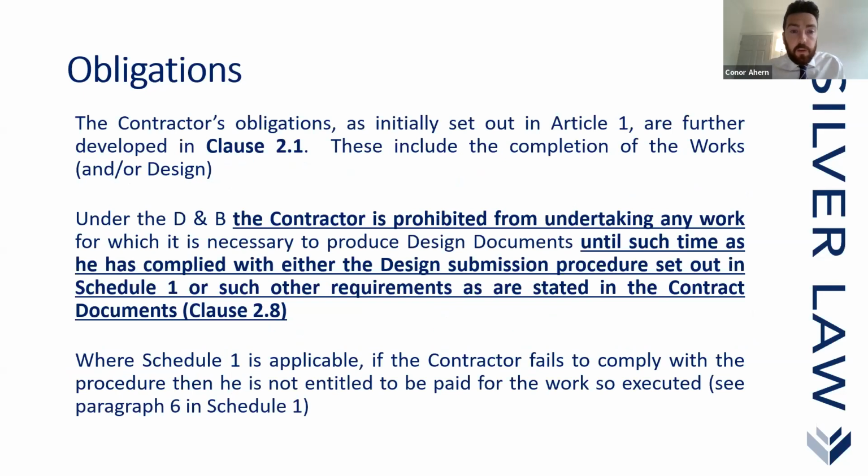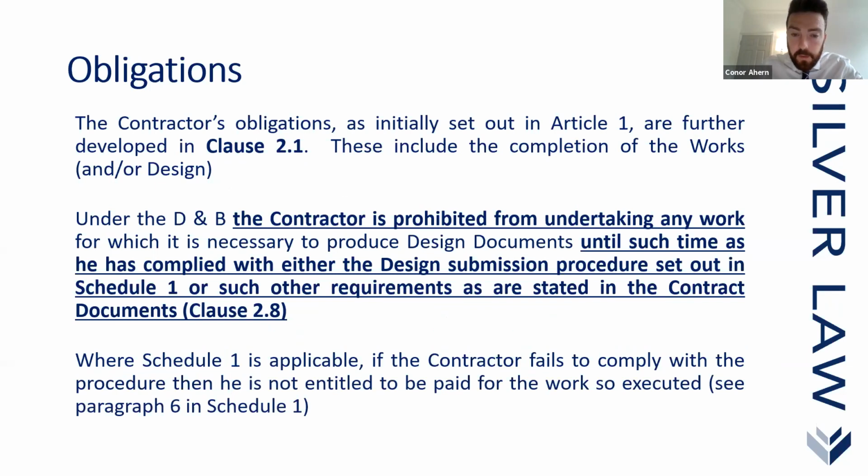Obligations. The contractor's obligations, as initially set out in Article 1, are further developed in Clause 2.1. These include the completion of the works and their design. Under DB, the contractor is prohibited from undertaking any work for which it is necessary to produce design documents until such time as he has complied with either the design submission procedure set out in Schedule 1 or such other requirements as are stated in the contract documents at Clause 2.8.